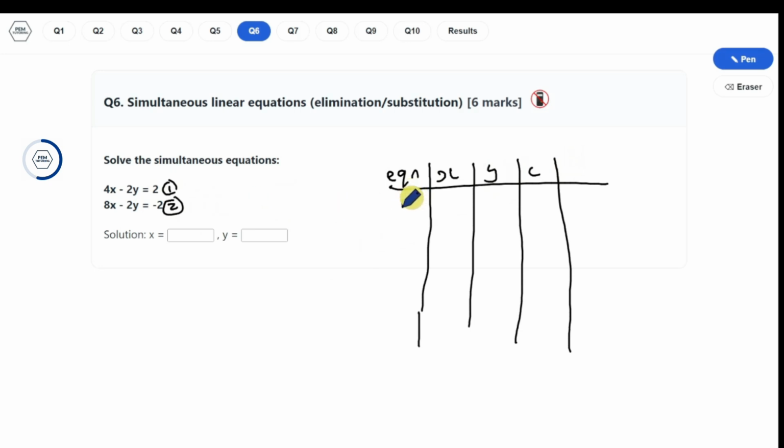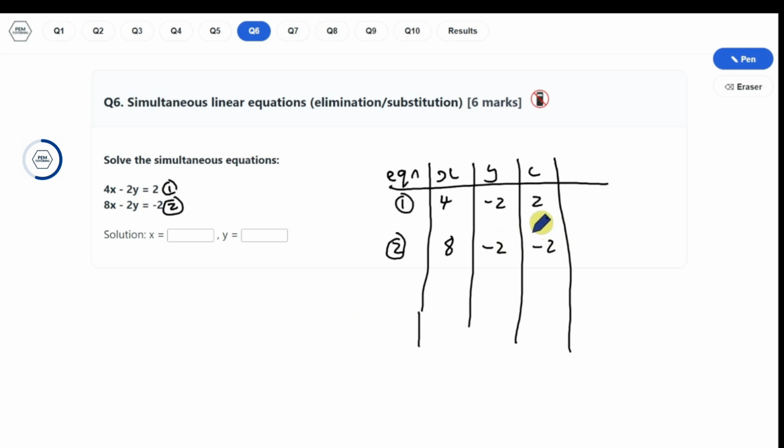So for equation 1, we have 4x, so we'll just put a 4 in there, minus 2, and we have 2 here for the constant. And for equation 2, we have 8 for the x, so 8x minus 2, and that is going to be minus 2 there.